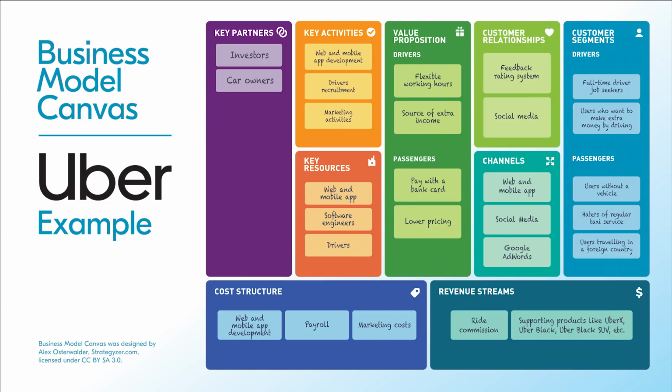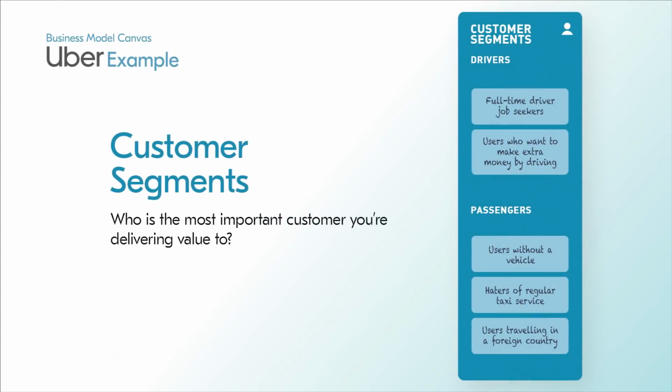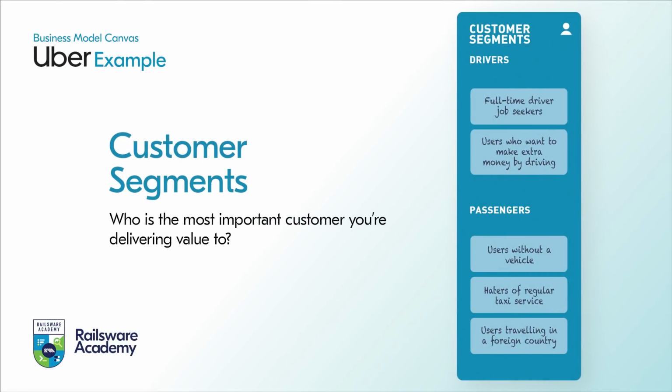The canvas consists of 9 sections to be filled in with particular data about the business. We recommend you try out how to work with the tool while watching the video. Also, we decided to pick Uber as a beacon to display some real-life examples. The section we start with is customer segments. Here, you need to figure out who is the most important customer you're delivering value to.